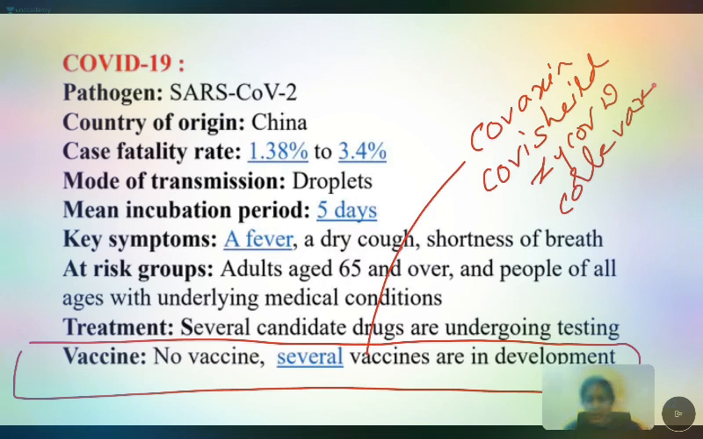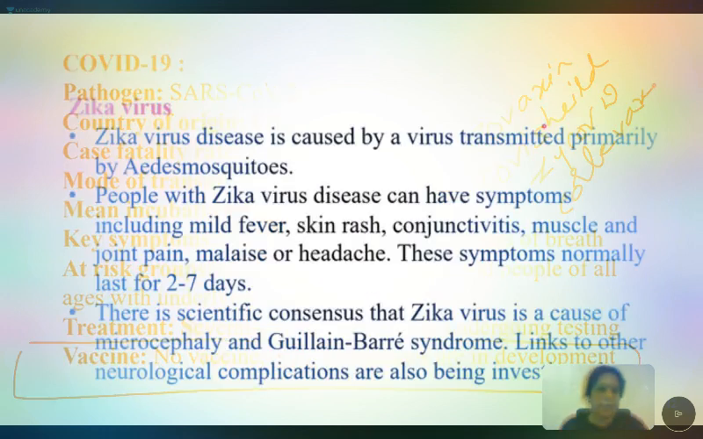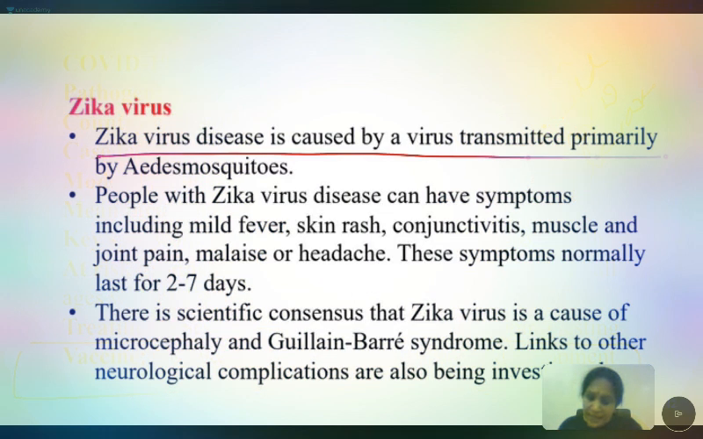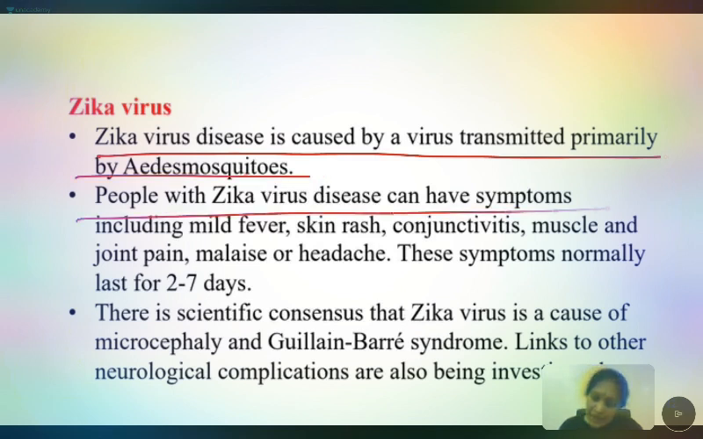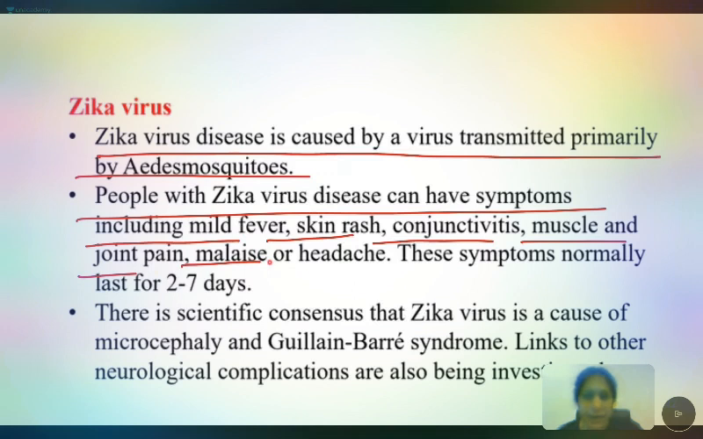Next, Zika virus. Zika virus disease is caused by a virus transmitted primarily by the Aedes mosquito. People with Zika virus disease have symptoms including mild fever, skin rash, conjunctivitis. We have the conjunctiva here, so infection of the conjunctiva is conjunctivitis. Clear for all of you? Then muscle and joint pains, malaise. Malaise means body pains, headache, etc.